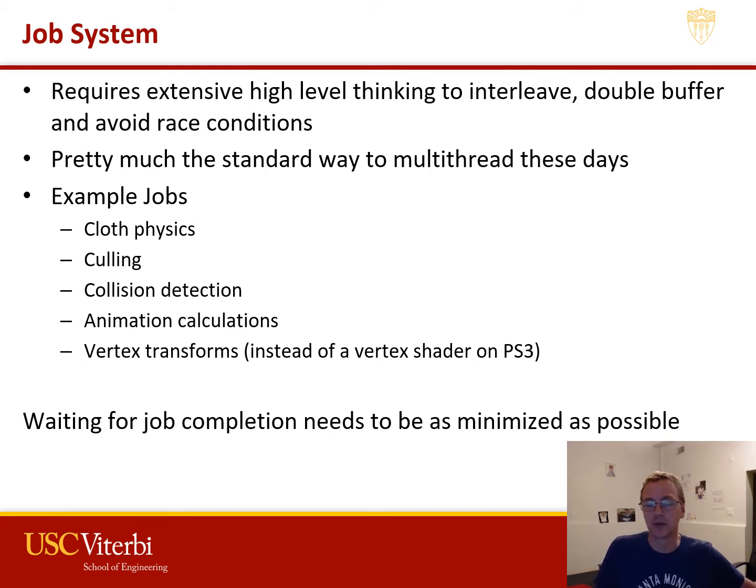Some real world examples of things that will be found on jobs. Cloth physics is very easy to simulate on a job because it doesn't really tend to interact with other things besides itself. So you can put that on a job. You can even split multiple parts of the same cloth onto multiple jobs. Visibility culling, we'll spend some time talking about that in a future lecture. That's just saying, hey, can I see this object? Can I see that object? Can I see that object? We can split that off into some jobs.